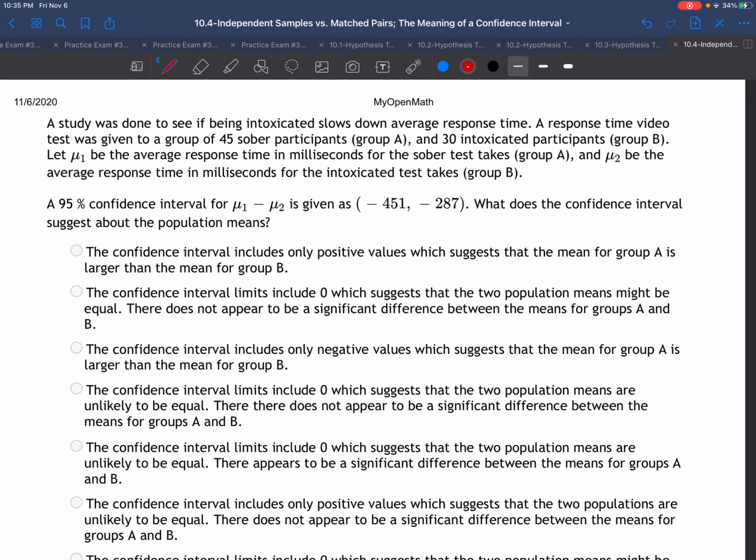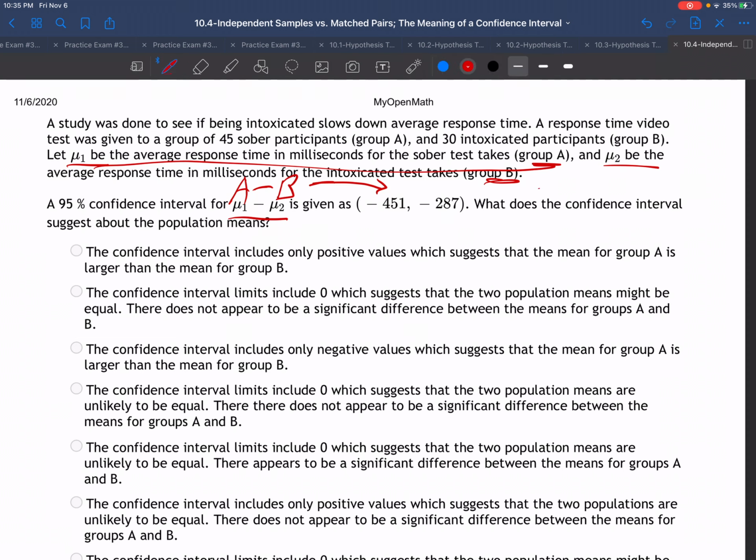Okay, so what does this mean? Let's talk about it. Well, these are the answers to mu1 minus mu2. What does that mean? Remember, Group A, mu1 is Group A, and mu2 is Group B. So this is A minus B. If you subtract two things, we're subtracting A minus B, and you're getting an answer that's negative.